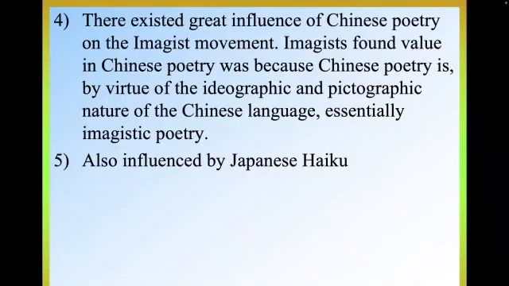There also existed great influence of Chinese poetry on the Imagist movement. Imagists found value in Chinese poetry because, by virtue of its ideographic and pictographic nature, the language is quite precise and it is quite vivid in its imagery. They will also be influenced by the Japanese haiku, even though Japanese haiku is very precise when it comes to its rhythm and how many syllables and meters that it uses. They once again are very precise and economic in their expression and very concrete with their expression.